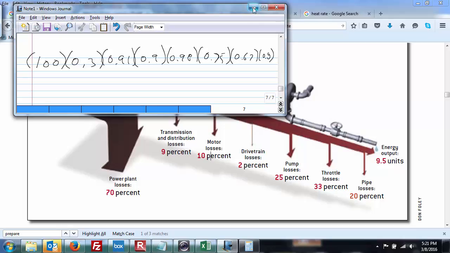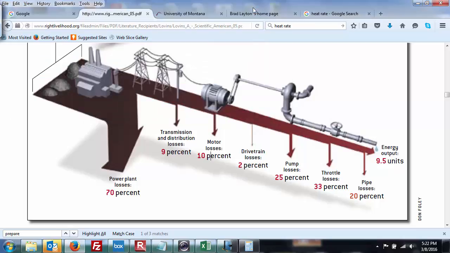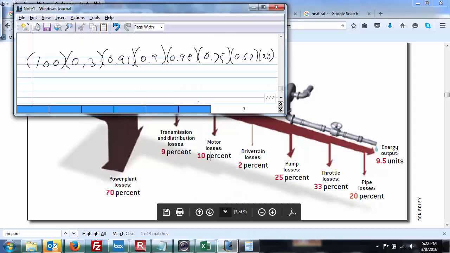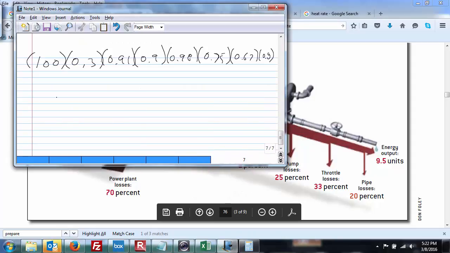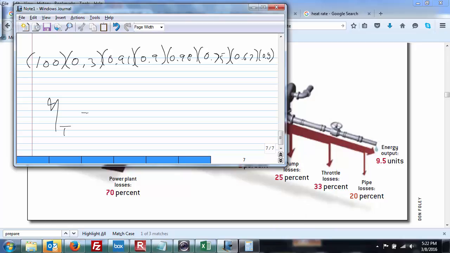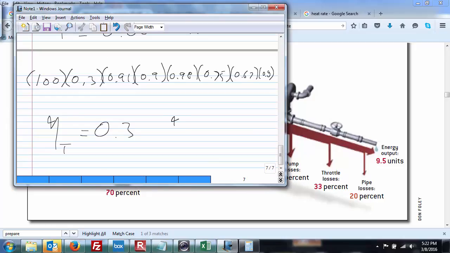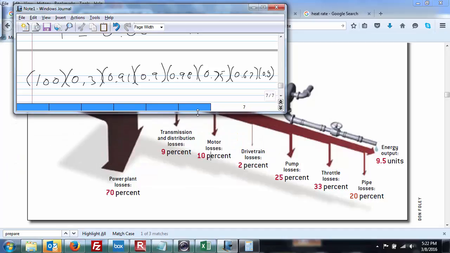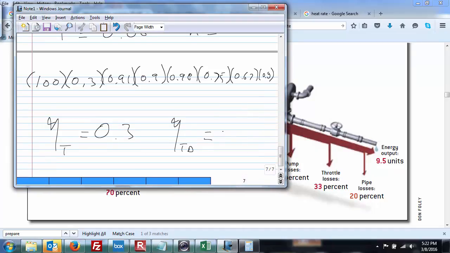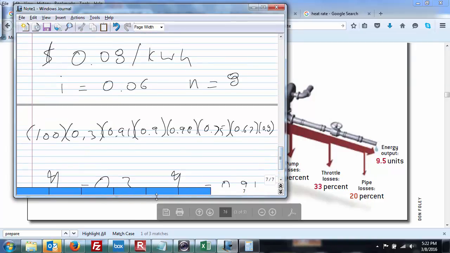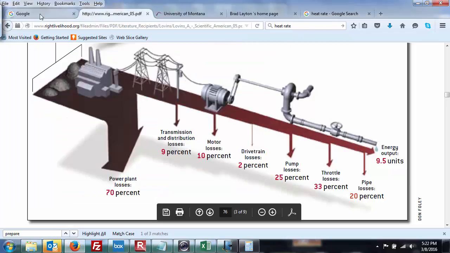Okay, so let's go back to the problem. I'll write it down this way. Efficiency thermal equals 30%. Sometimes you might see 35%, but that's about right. And then efficiency T&D equals 91%, 0.91. Okay, so now we're slowly gaining information here.